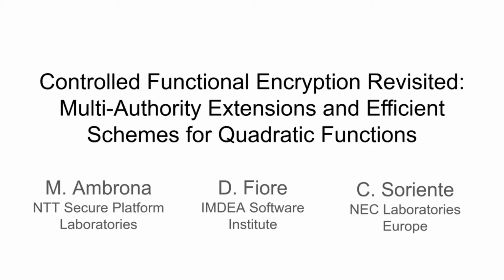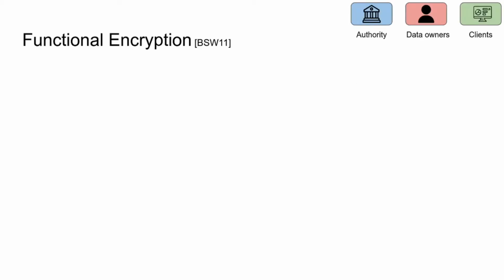In this work, we present a multi-authority controlled function encryption scheme for quadratic functions. Traditional function encryption is a cryptographic primitive that enables data mining between three types of parties: an authority, data owners providing encrypted data, and clients mining data supplied by data owners.